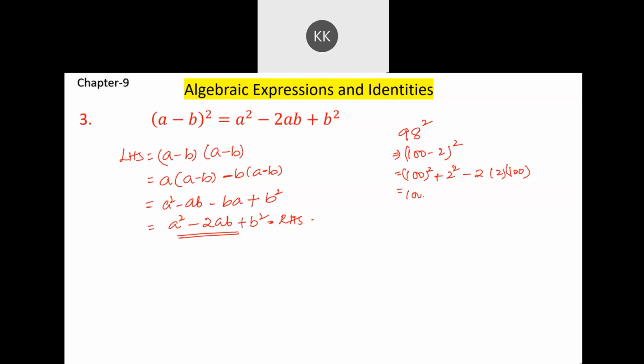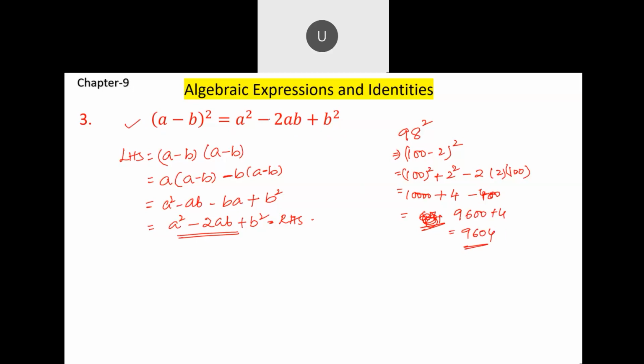What is 100 square? 10,000. 2 square is 4, minus 2 twos are 4, 400 has to be subtracted. What is 400 subtracted from 10,000? 9,600. So when 4 is added, the result is 9,604.